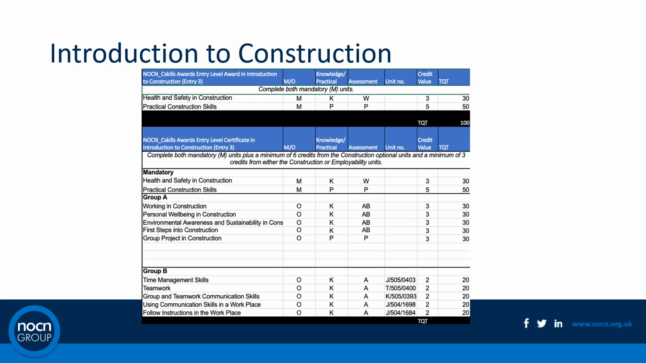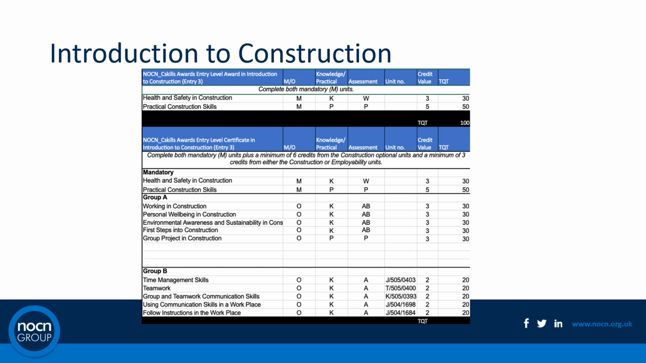Leading on from that, we've got the certificate. Now, the mandatory units in the certificate are basically those 2 mandatory units in the award. And then what we've done, we've split it into 2 groups. Group A is very much construction related training. Now, there's 4 knowledge qualifications there and 1 practical.